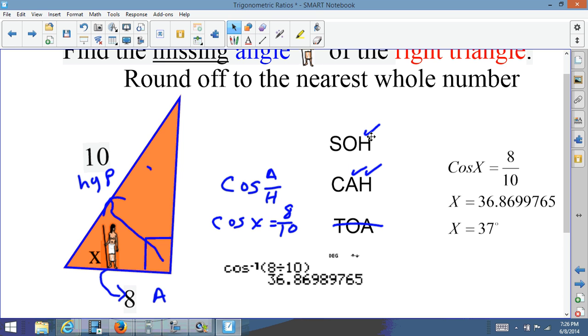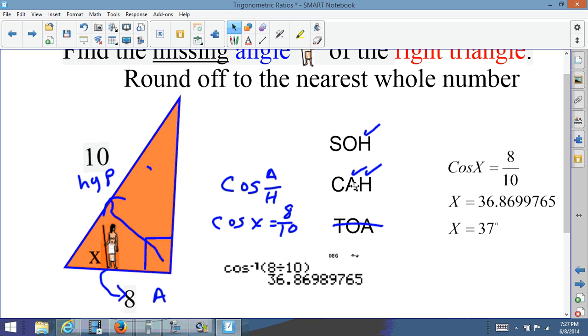I had only a hypotenuse here, but I didn't have the opposite side, which was over here, so I could not use sine. And I didn't have opposite and adjacent, even though I had adjacent, I didn't have the opposite side, so I could not figure it out using tangent. So I had adjacent and hypotenuse, which gave me a ratio which I could use. So that's why I use cosine.